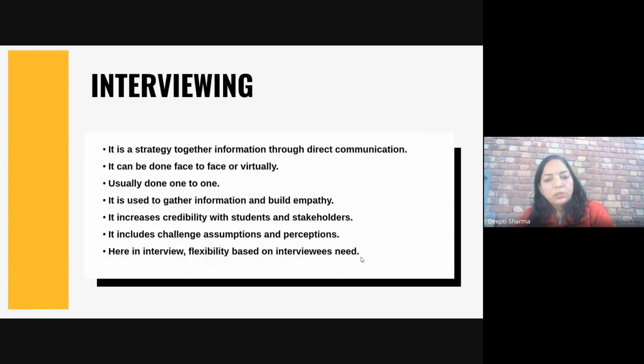Interviewing is a strategy to gather information through direct communication. It can be done face-to-face or virtually. We can interact with the students virtually or face-to-face. We can also perform this in a mentor-mentee session. Sometimes we are already involved with mentoring sessions, so a teacher mentor can always interact with their students and interview them. Usually done one-to-one, it is used to gather information and build empathy also. It increases the credibility with the students and stakeholders.